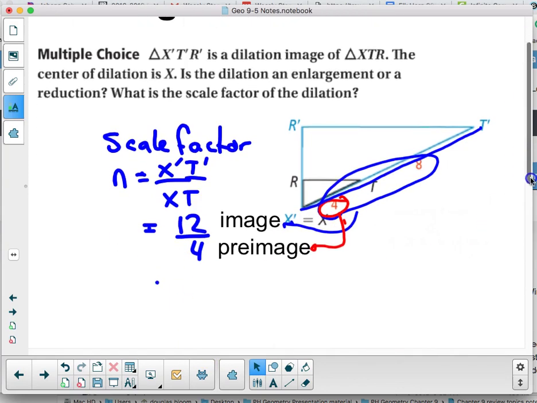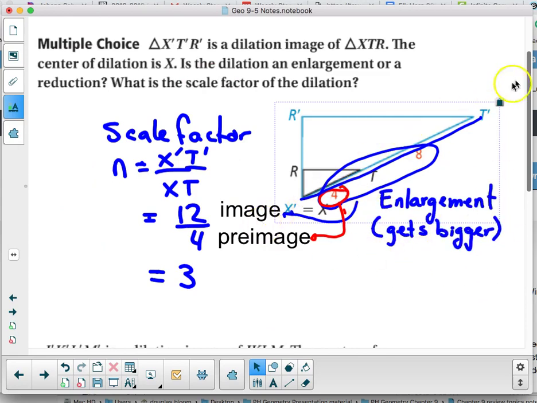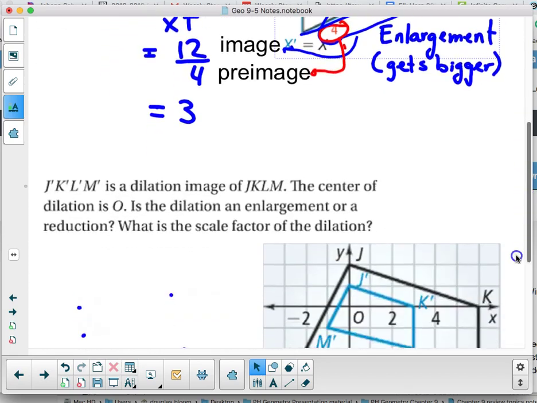Now, this is 3 as an answer instead of 2. Do not screw this up. Pay attention. My scale factor is 3 here. This is an enlargement. It got bigger, so my scale factor should be bigger than 1.